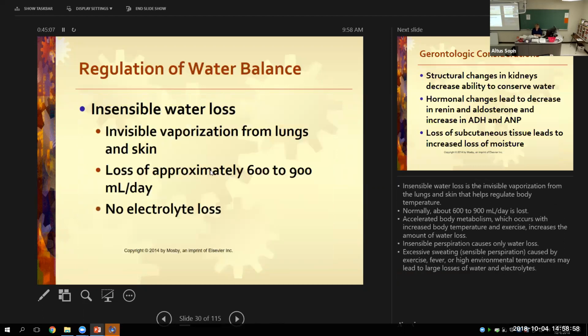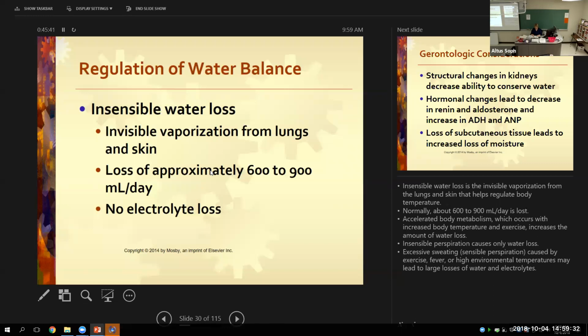And we are losing a little bit of water in ways that we can't really measure. That's what we call insensible water loss. It's difficult to measure, but as we're breathing and talking, we have vaporization of water from the lungs. Also, we have some that's leaving the skin. This accounts for approximately 600 to 900 milliliters a day. And there's really no electrolyte loss through here, but there is water loss.